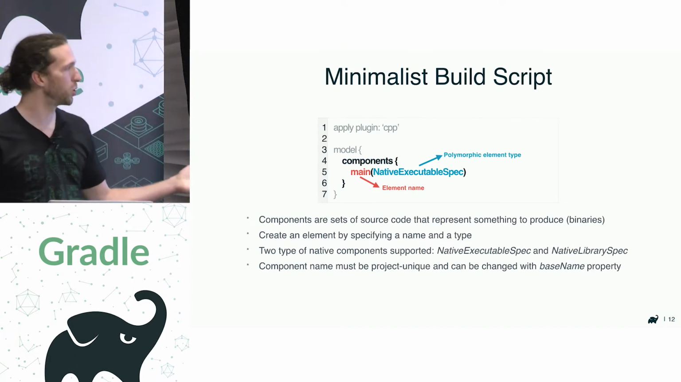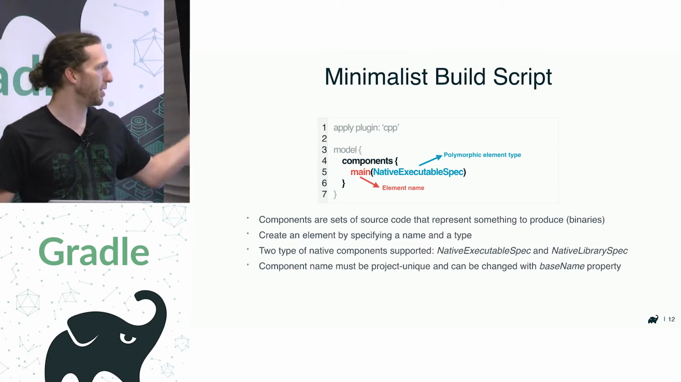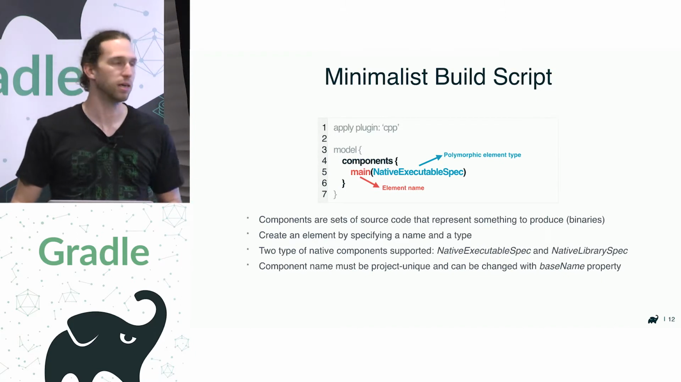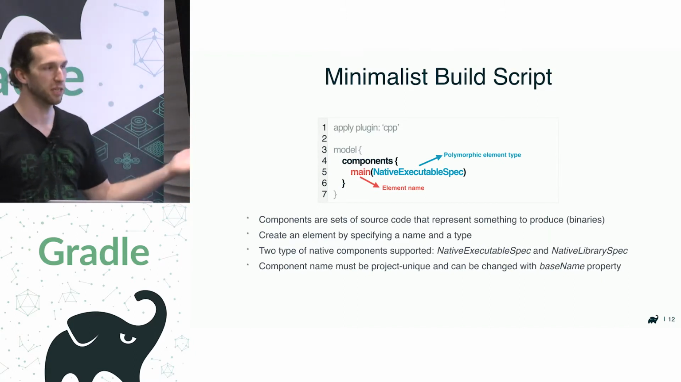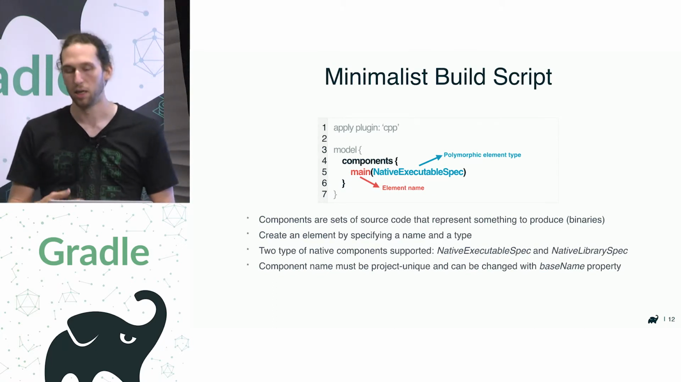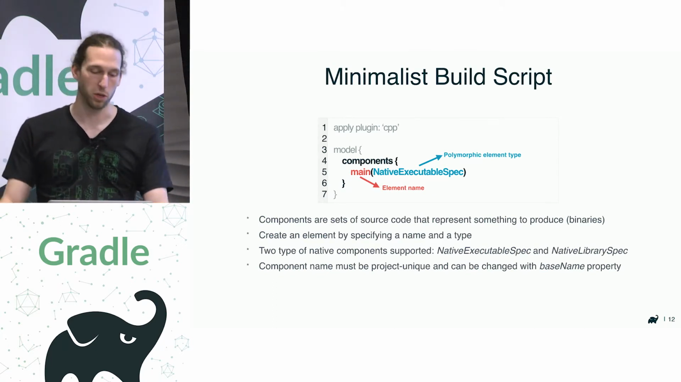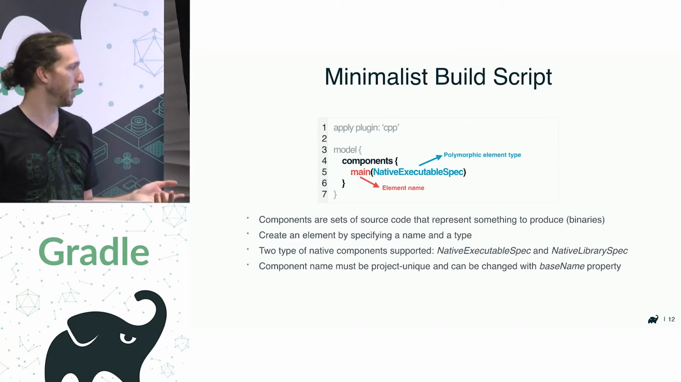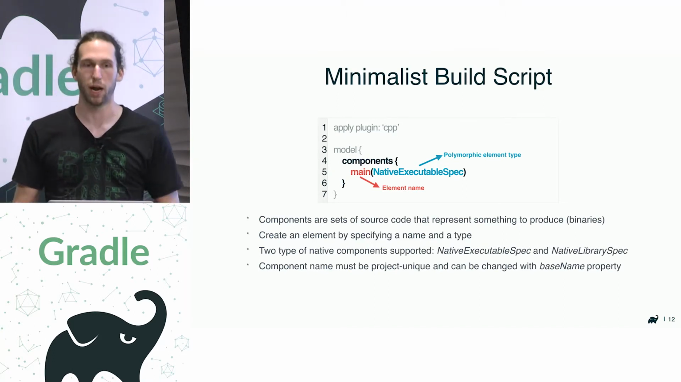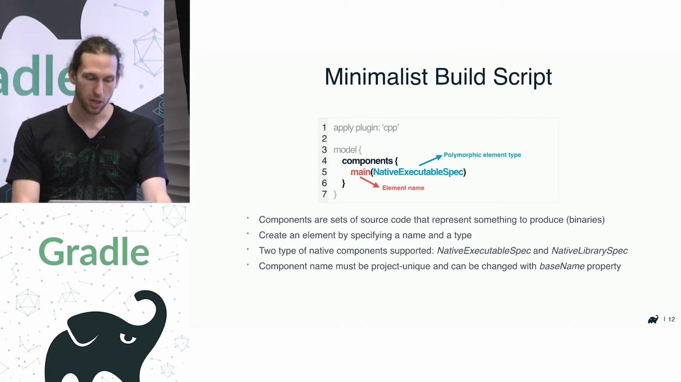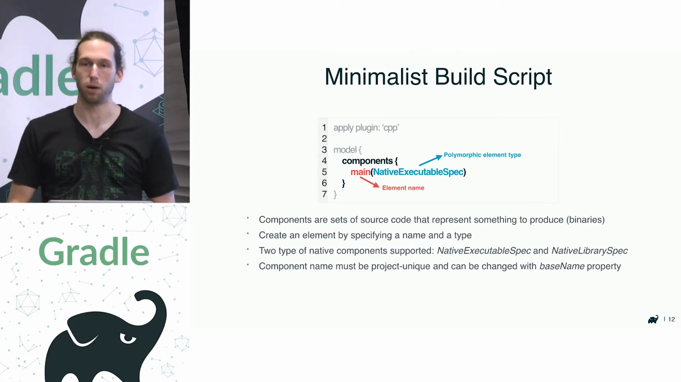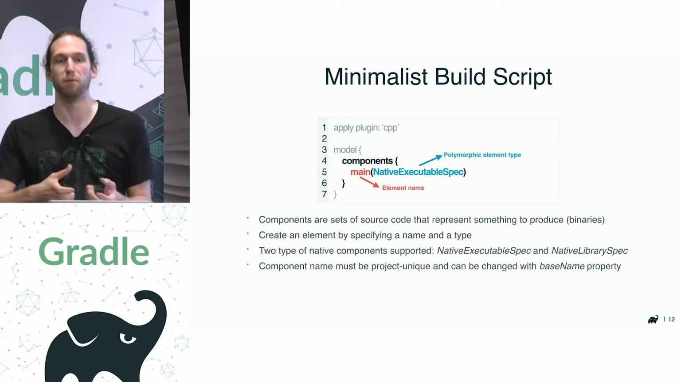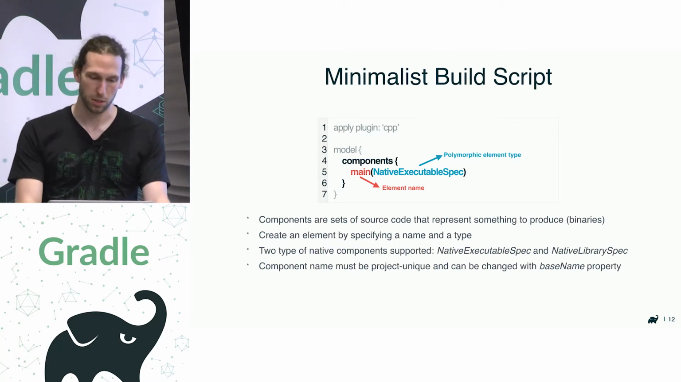We can see here that we create the new component by name, again the name element that we call main, and the type of the element, we want to create a native executable, so it will be a NativeExecutableSpec. There's a second native component that we can use, which is NativeLibrarySpec, for creating static and shared libraries. The names for all those elements are project unique, but they can also be overridden by the base name if you don't want to change the name of the end artifact that's being created.